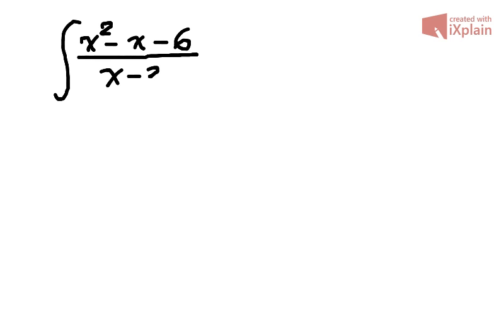Integral of another complex fraction involving a quadratic expression on the top. X squared minus x minus 6 over x minus 3, all with respect to x. So the first thing we try and do here is simplify the expression before we can integrate the terms.